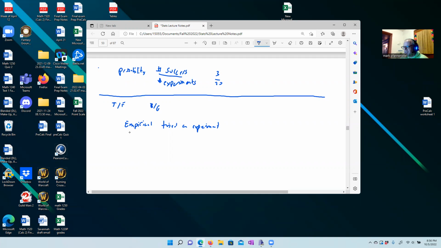The law of large numbers says that as your number of experiments, which we're going to call n, tends towards infinity, the theoretical probability will approach the empirical probability.